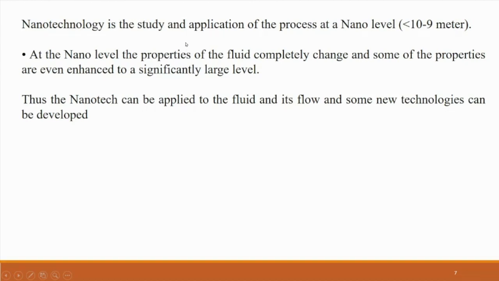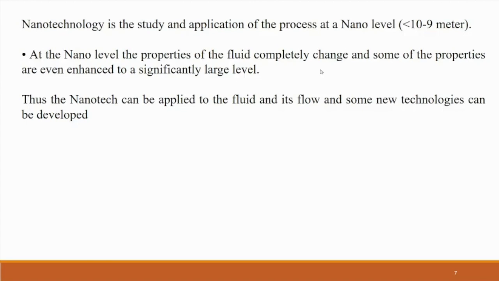Nanotechnology is the study and application of processes at a nano level. This is the standard, 10 to the power minus 9 meter. At the nano level, the properties of the fluids completely change. This is the highlighted point: at the nano level, I have already told you 10 to the power minus 9 meter, the properties of the fluid completely change. Some metal or some thing, when it is bigger, has one property, but if we convert it into nanometer size, its behavior changes from what it was when it was big.